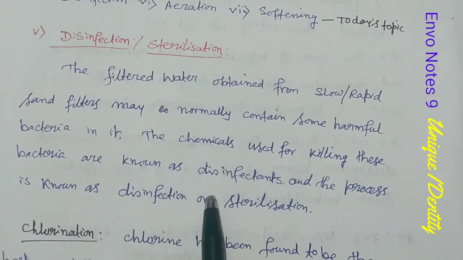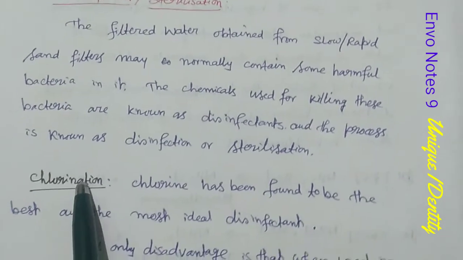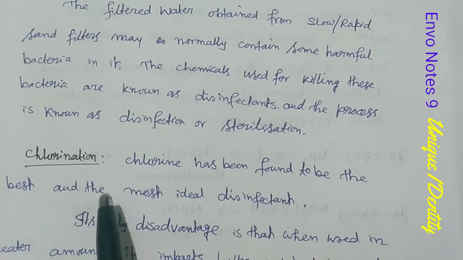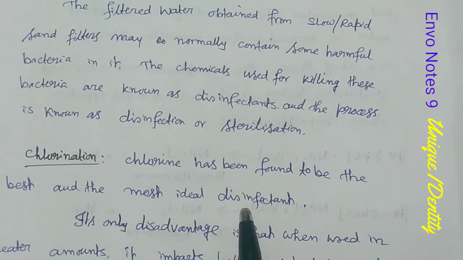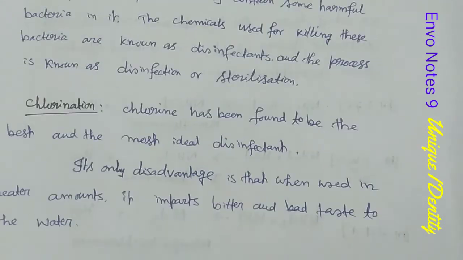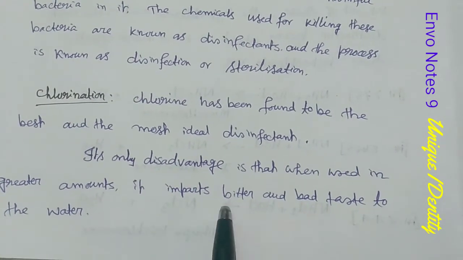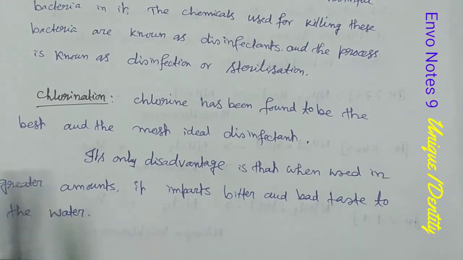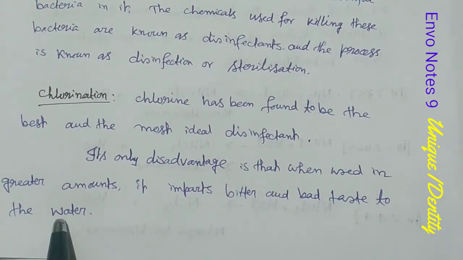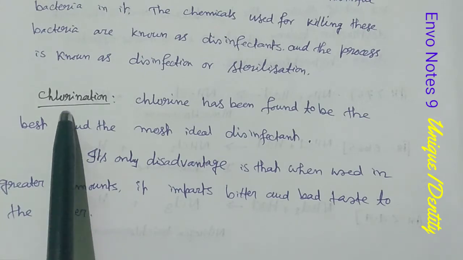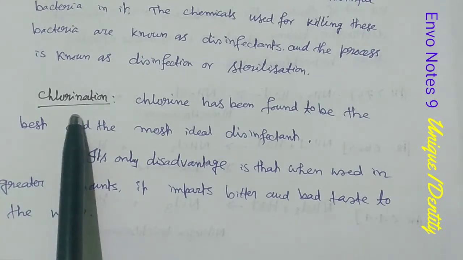The main process for sterilization or disinfection is chlorination. Chlorine has been found to be the best and most ideal disinfectant. Its only disadvantage is that when it is used in greater amounts, it imparts a bitter and bad taste to the water. In this topic we will discuss chlorination in detail.